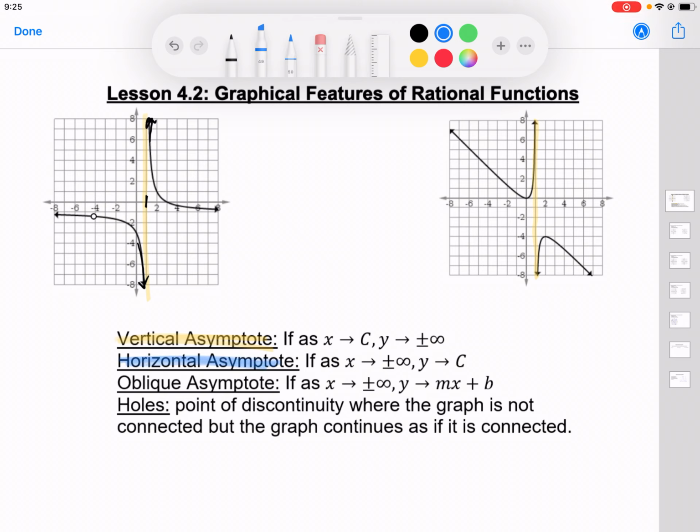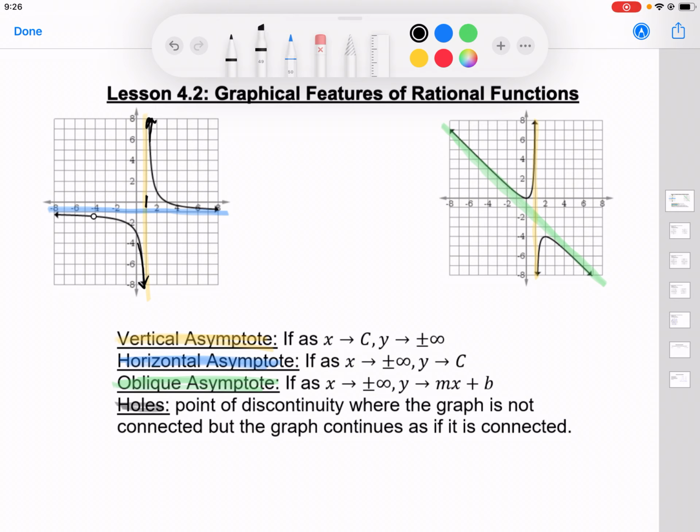Horizontal asymptote is the same idea but going horizontally. So right here on this one, there is a horizontal asymptote at y = -1. So that's a y value we're approaching, and this time the x's will be approaching positive and negative infinity. Now, not everything is going to have a horizontal asymptote. Sometimes you'll have what's called an oblique, and that's what the second example is. An oblique asymptote is a slanted line, so something in the form y equals mx plus b that we're approaching, but the x's would once again be approaching negative and positive infinity.